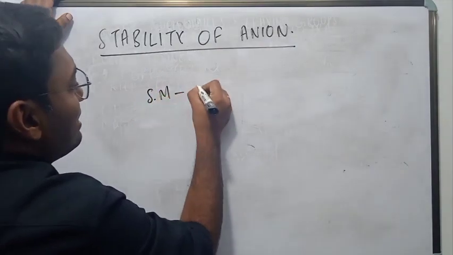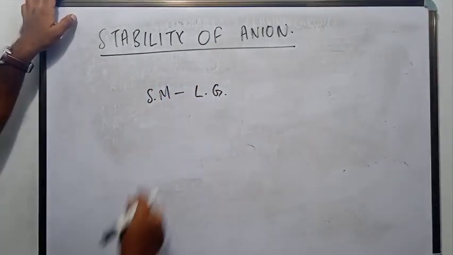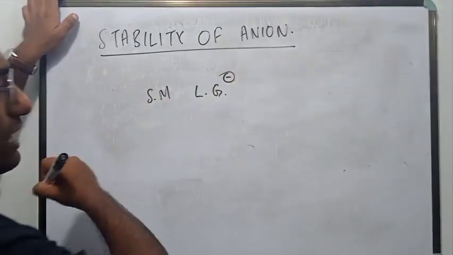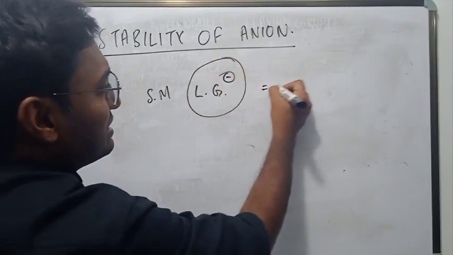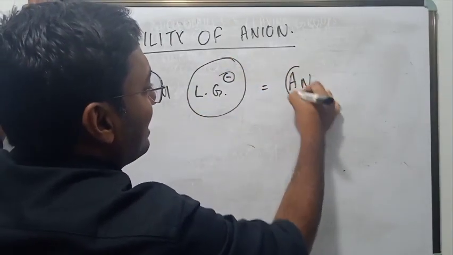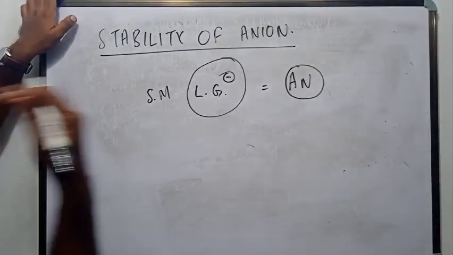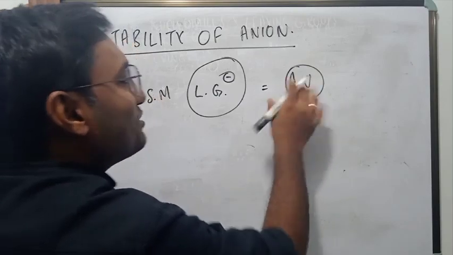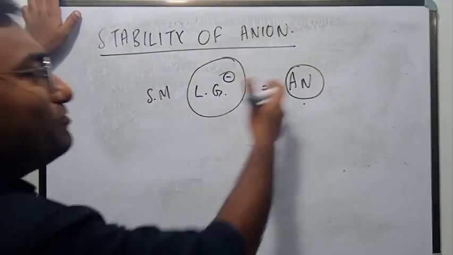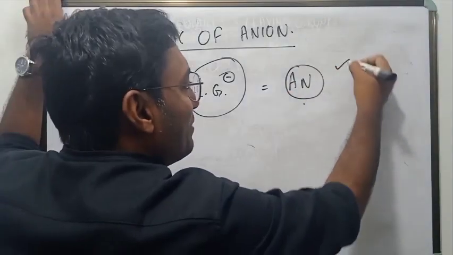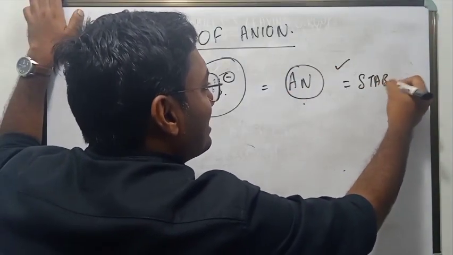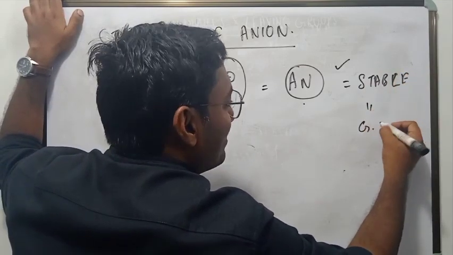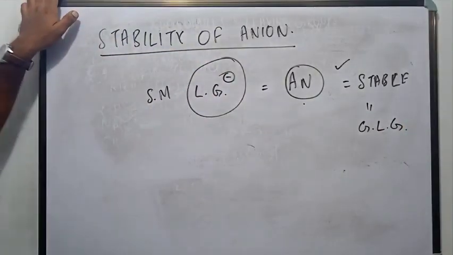See, this is the leaving group. When it breaks the bond by withdrawing its electron, the leaving group becomes an anion. How stable is the anion? If the anion is stable, then it is a good leaving group. Its formation will be favored. So if the anion is stable, that means it is a good leaving group.